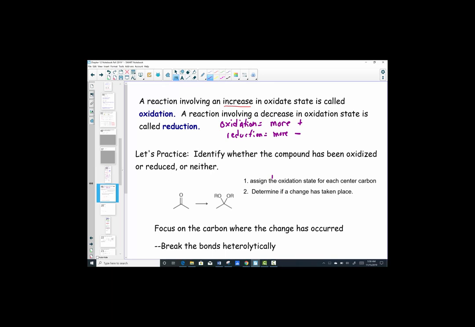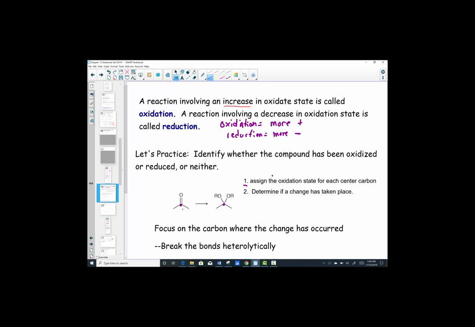And that must mean that we're gaining electrons assigned to us, so we have a reduction, because electrons are negative. Let's put it into practice. Let's determine whether the compound has been oxidized, reduced, or neither. And remember our strategy: assign the oxidation state for each center carbon and then determine if a change has taken place. The focus is always on the carbon where the change has occurred.